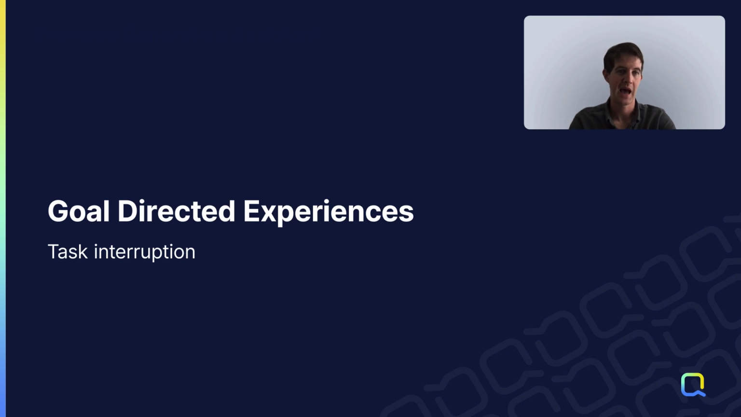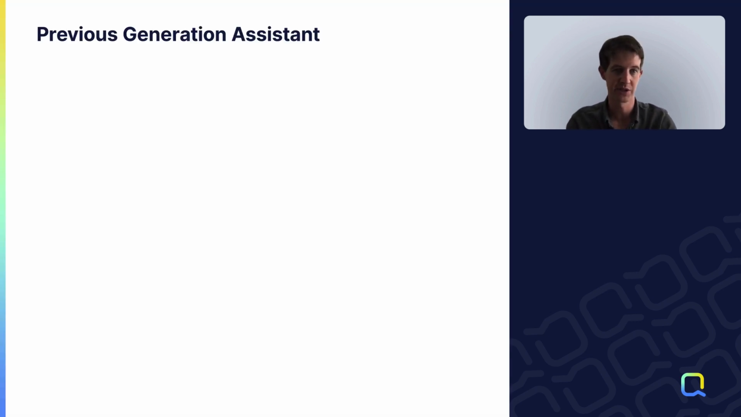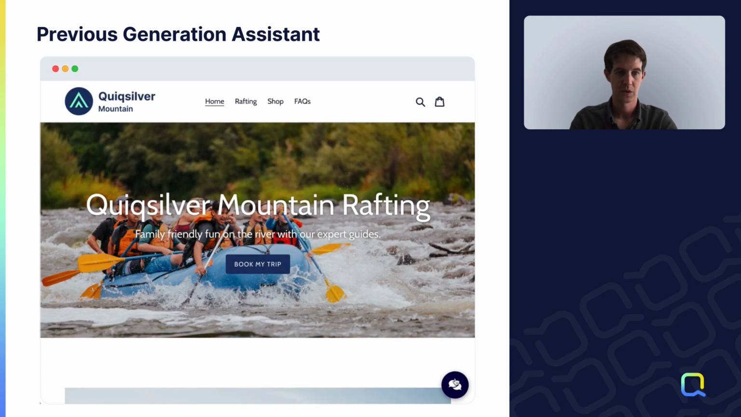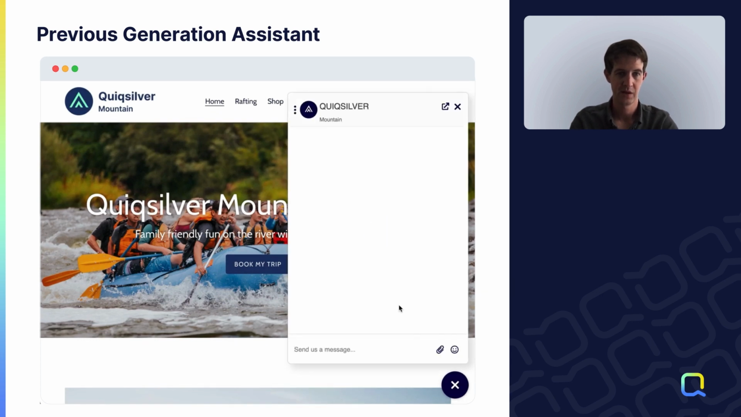same type of inquiry. Let's take a look at how an LLM-powered assistant that's designed to accomplish a goal, in this case helping a customer book a rafting trip, handles the sort of frequent interruptions and somewhat unrelated questions that can be common in a flow like this. And we'll contrast that with the previous generation assistant and show how it handles the same sort of interruptions. So we'll go ahead and get started here.